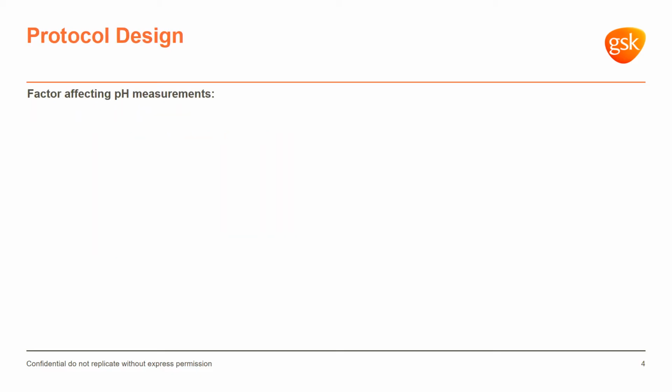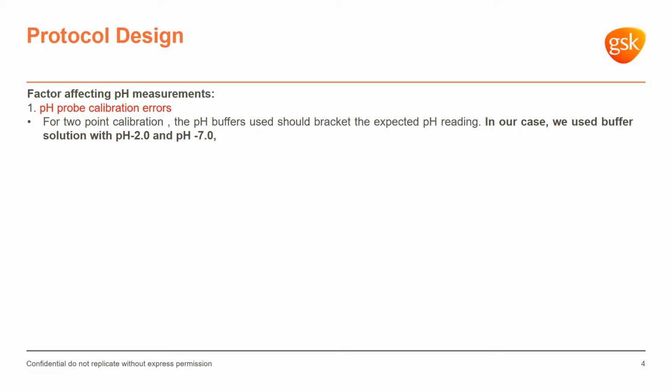In protocol design, we had to consider every factor that affects pH measurement. The most important one of them is the pH calibration. Usually you have to make sure that you are bracketing the pH range that is going to be seen during the virus inactivation step. We were dealing with a pH range of 3.5 to 6.5, and hence we chose a 2-point calibration using buffer standards at 2.0 and 7.0.